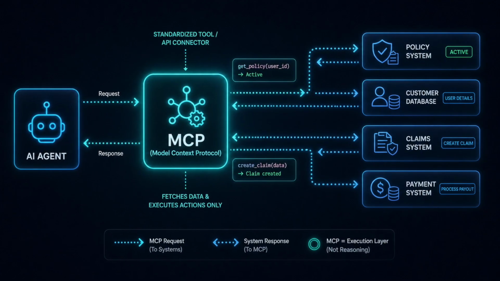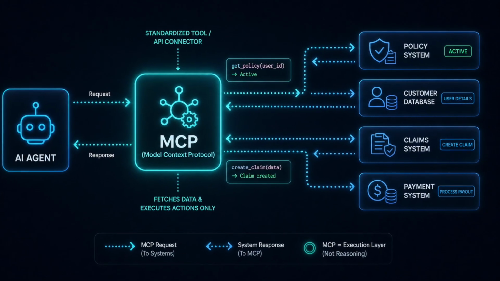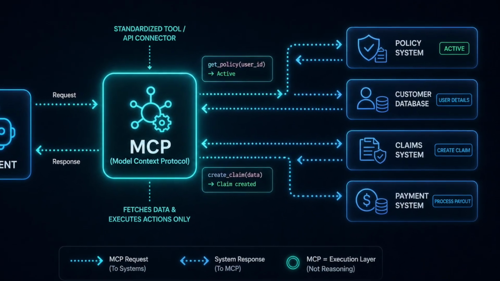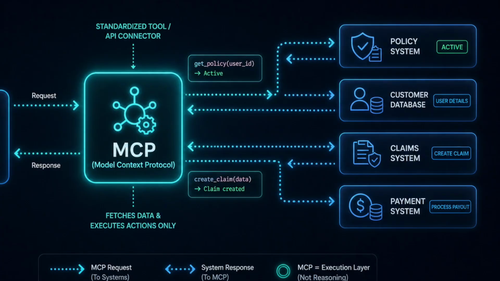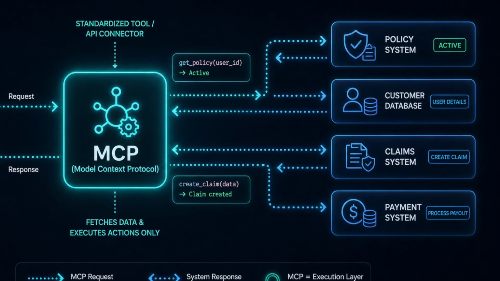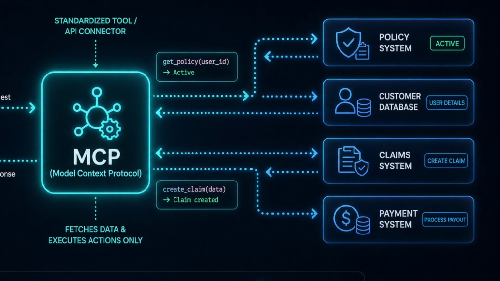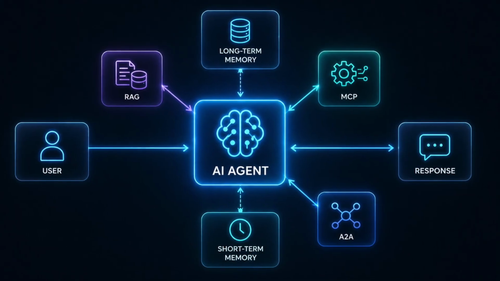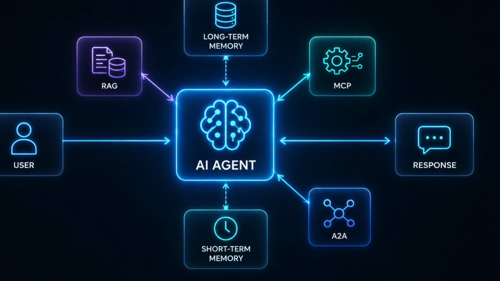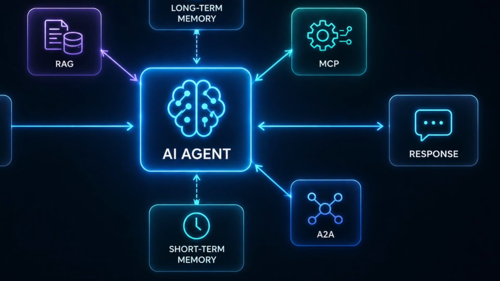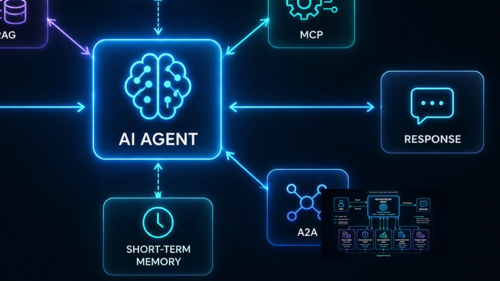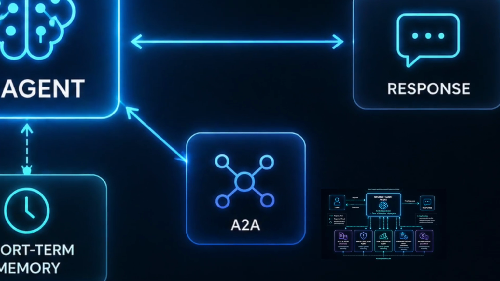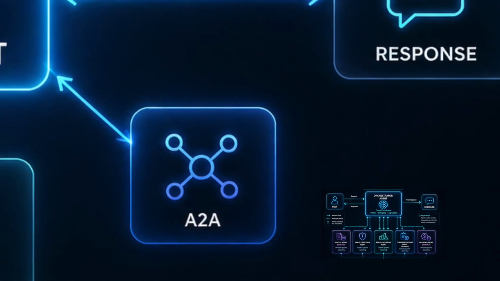If RAG helps the agent read, MCP helps the agent do. MCP does not interpret complex documents, make high-level decisions. It only fetches data and executes actions. At this point, another limitation shows up. One agent is trying to interpret policies, detect fraud, assess risk, process payments. That's too much for a single system.